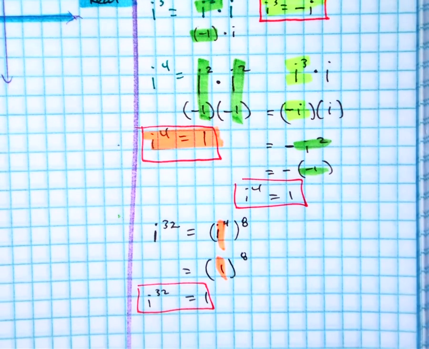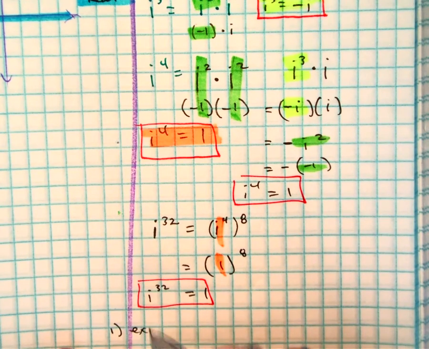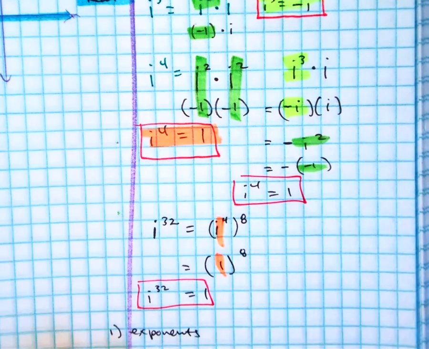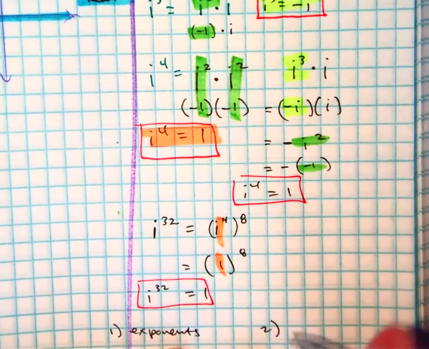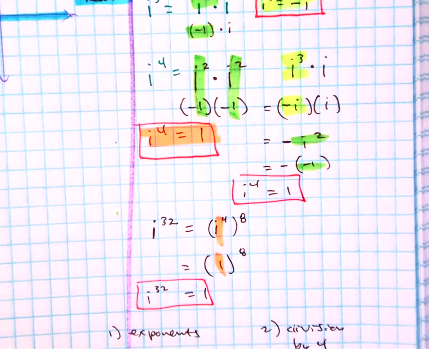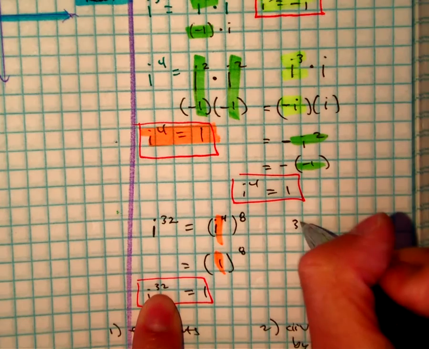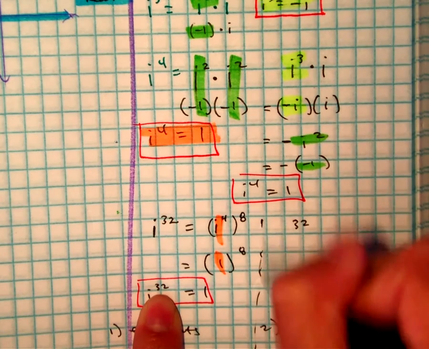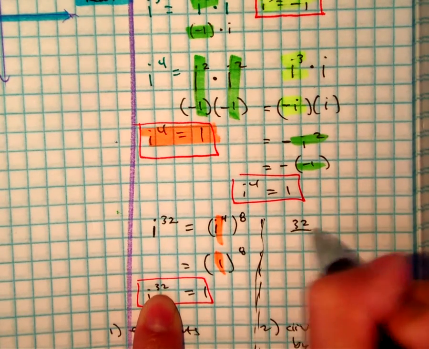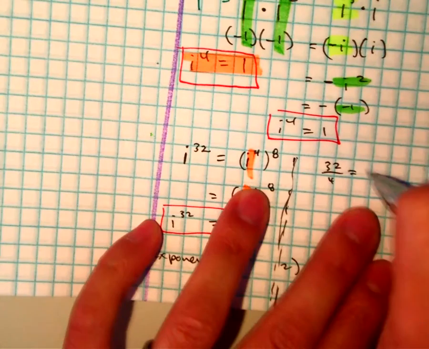Let me show you guys a different method. So this was a method maybe called exponents. Here's one called division by 4. If you take this number, 32, and divide it by 4, I'm trying to show you a different way of getting the same answer. What is 32 divided by 4? And you have a remainder.